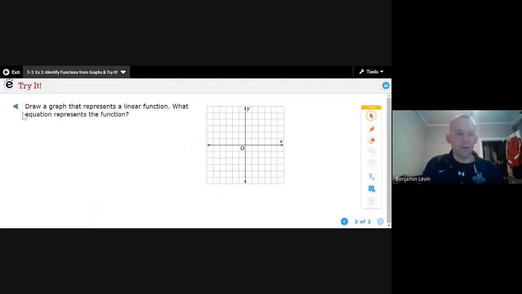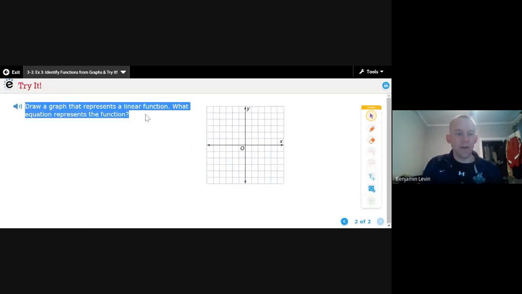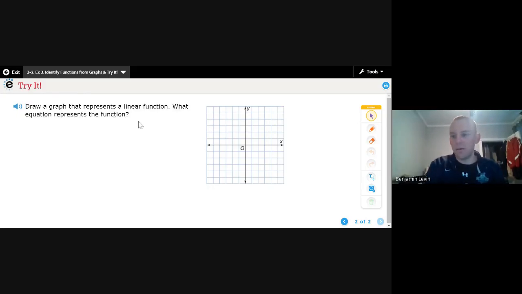All right. Draw a graph that represents a linear function. What equation represents the function? So they want us to draw a graph and then make an equation for it. Okay. So get off that. There we go. Let's use red so it stands out. All right. So they want us to draw a graph of a linear function. Why don't we do, let's do this.